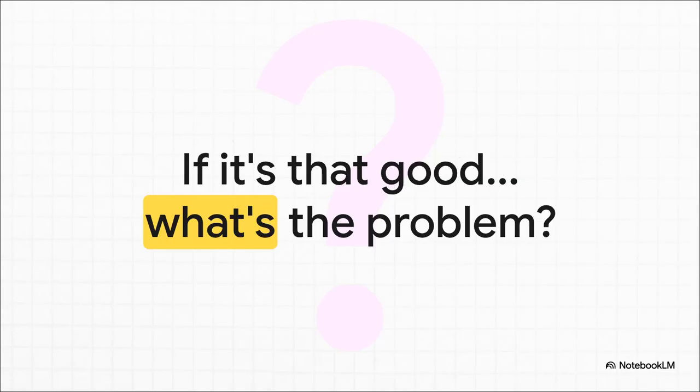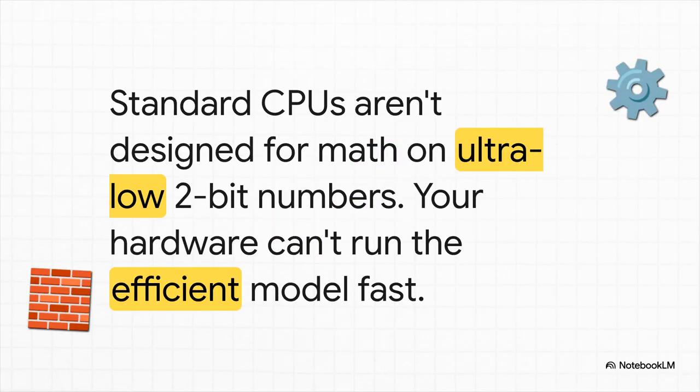Okay, so this sounds perfect, doesn't it? A much smaller model, no loss in accuracy. We should be all set. So, what's the catch? Why isn't every AI on your phone already doing this? And here's the wall. Your computer's processor, the CPU, is an incredible piece of engineering, but it was designed to do math on normal-sized numbers like 8-bit, 16-bit, or 32-bit. It literally doesn't have the built-in instructions to efficiently handle these new, super-compact 2-bit values. So you end up with this hyper-efficient model that your hardware has no clue how to run efficiently.